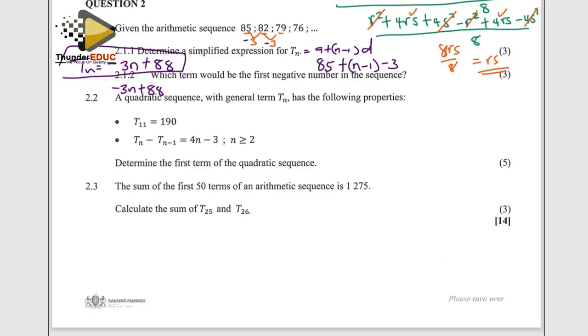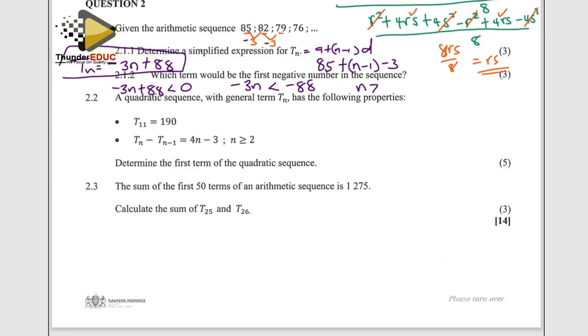So for a negative number, the term must be less than 0. Then I solve for n. So I'll move the 88 to that side. So negative 3n is less than negative 88. I'll divide both sides by 3. Since I'm dividing by a negative 3, the sign must change.